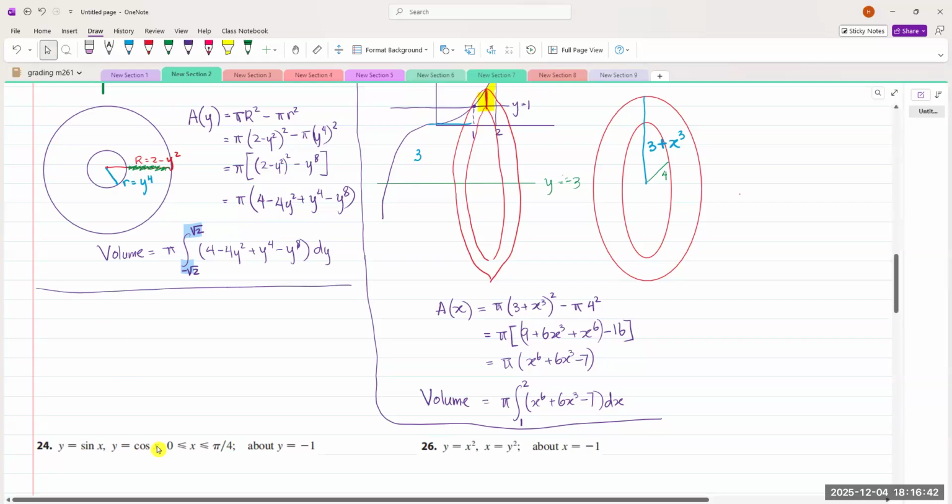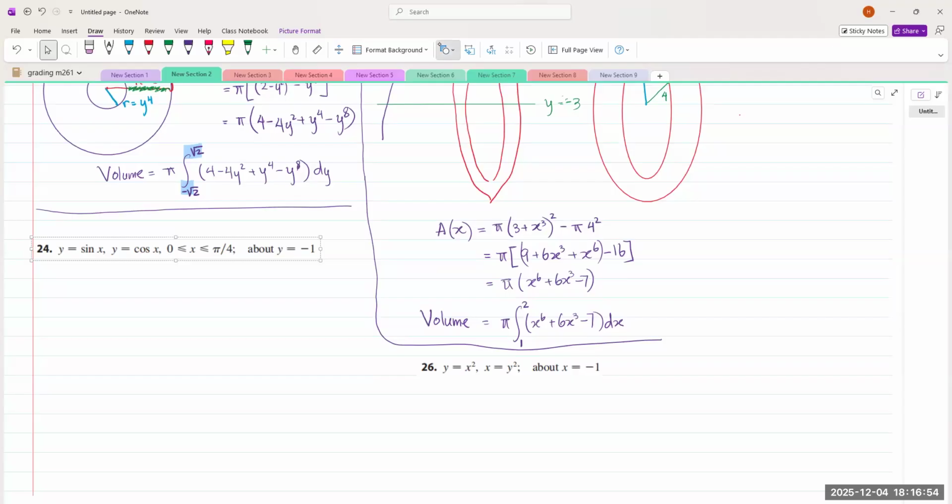Let's do more. Number 24. We have y equals sine x and y equals cosine x. You really need to know this. Yes, we don't see it that often, but I still expect my student to be able to do it. So sine x looks like this, right? That's up to pi. Cosine x looks like this. And this is pi over 2. Actually, you don't need to draw that far. We just need to see where they intersect.